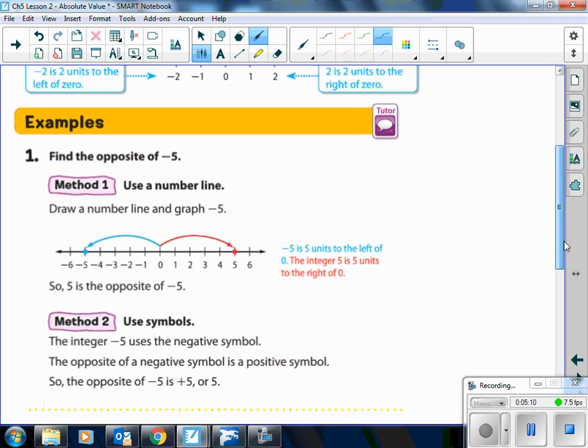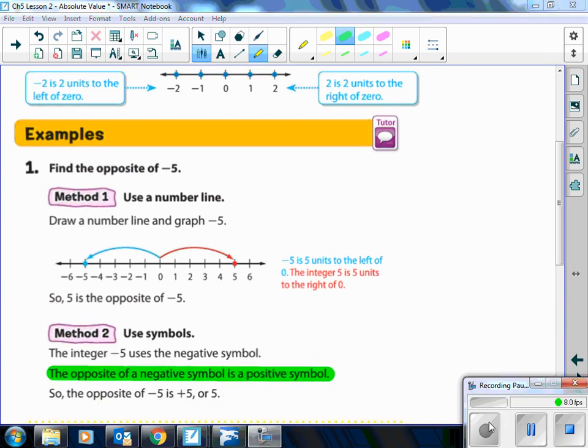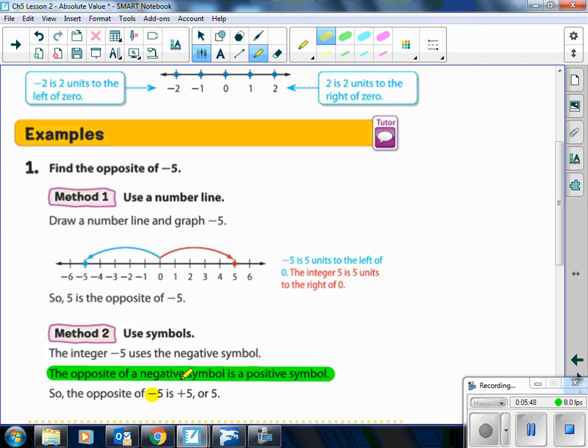Now, the way we write this using symbols is we use the negative symbol. The integer negative 5 uses the negative symbol. The opposite of a negative symbol is a positive symbol. You should write that down. And of course, a positive symbol is just a plus sign, right? So the negative symbol tells us negative 5, and the positive symbol, that's positive 5.